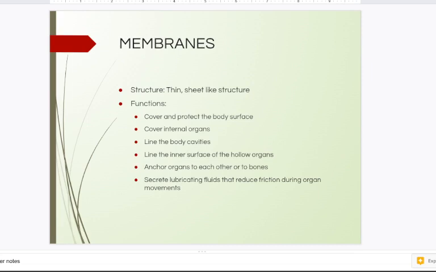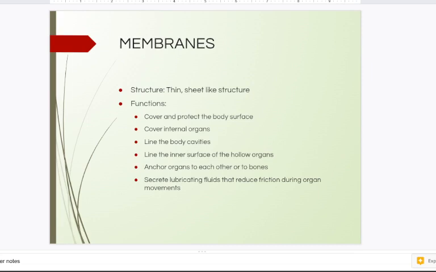Membranes are part of our body, and they surround major organs, or they cover internal body structures and line body cavities, and they also are able to line the inner surfaces of our hollow organs such as our stomach. And this is important to our body for different reasons, which we will discuss throughout the chapter.